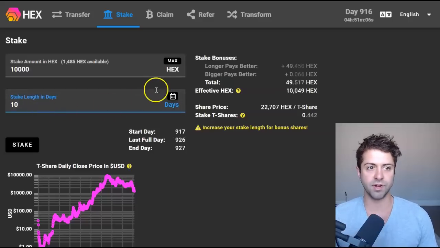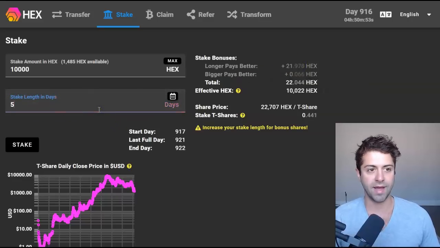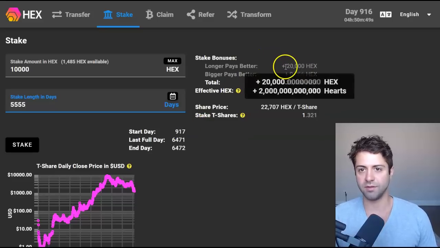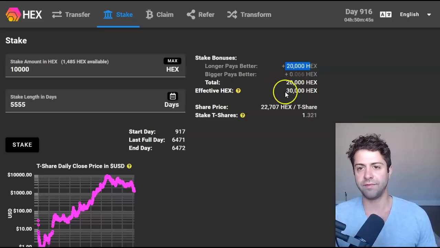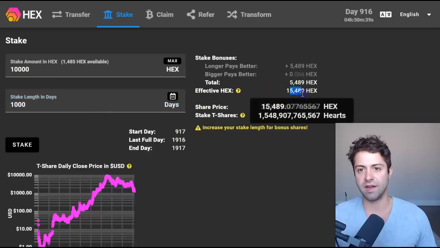So let's see what happens when I go from 10 days, right? Look, my longer pays better bonus is only 49.4 HEX. 100 days goes to 543 HEX. 1,000 days, it's 5,480 HEX. And then if I want to stake for the maximum amount of time, 5,555, my longer pays better bonus is maxed out at 20,000 HEX. So that leads me to the effective HEX, which is 30,000 HEX. So let's go back to the 1,000 days. My effective HEX value is 15,489.